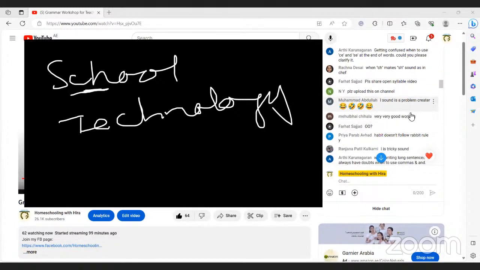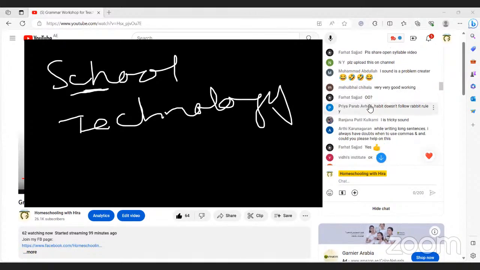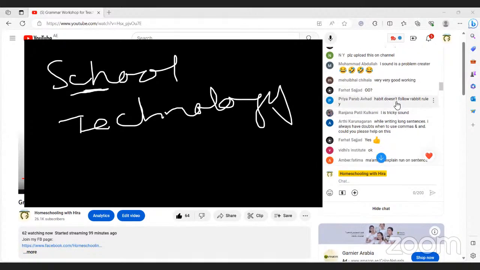I sound is a problem creator. Yes, very. O has the oo sound, oo and short oo. And habit doesn't follow the rabbit rule. Why? Because the rabbit rule has only 50%.